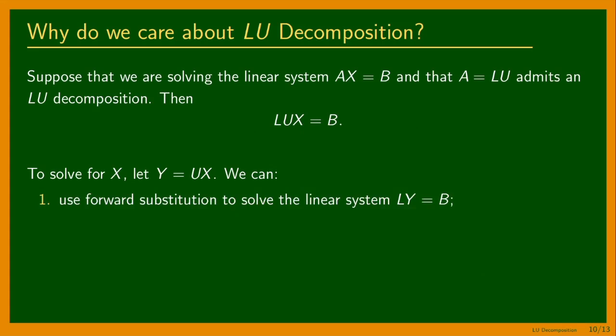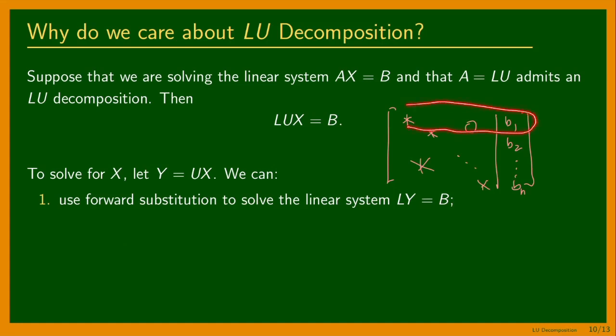We can use forward substitution to solve for L times y is equal to b. So we're going to solve for this linear system first. What is forward substitution? Because this linear system is lower triangular in its coefficient matrix, it looks like this. You have b1, b2, bn, and then stars, and all of these are stars, these are zeros. When you look at the first row, this solves the first unknown for y. Substituting that for the first unknown in the second row, you can get the second variable, and so on.